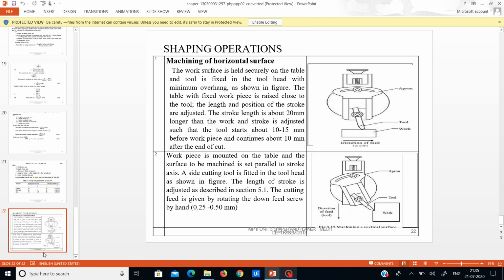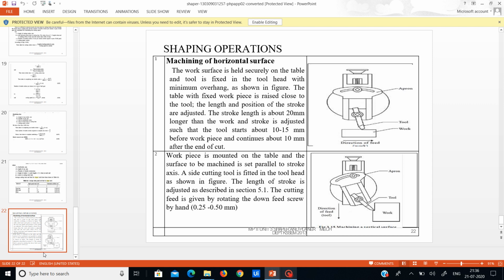Now I am going to explain the machining of horizontal surfaces. When you have completed the speed, feed and depth of cut and are entering into the machining of horizontal surfaces, the work surface is held securely on the table, and the tool is fixed in the tool head with the minimum overhang. As shown in the figure, the table with the fixed workpiece is raised closer to the tool.